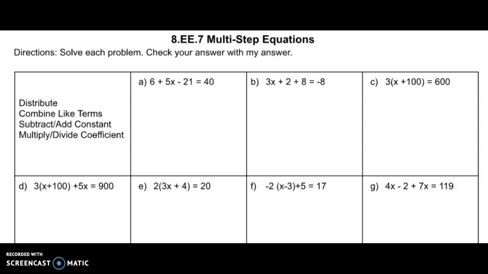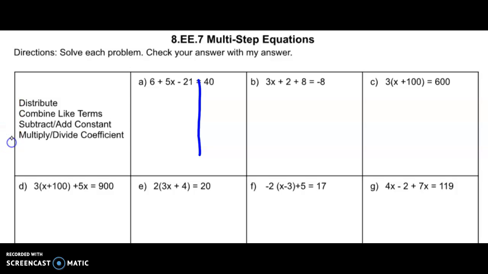So let's go ahead and do problem A. So I'm going to begin with, again, drawing my line down the middle of the equal sign. So the first thing I want to do is check if I have to distribute, combine like terms, subtract, add, or multiply and divide in that order.